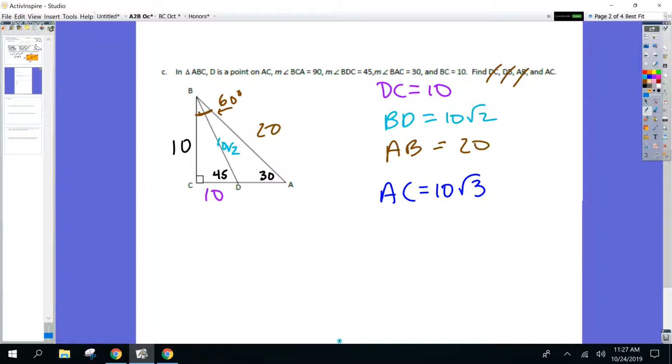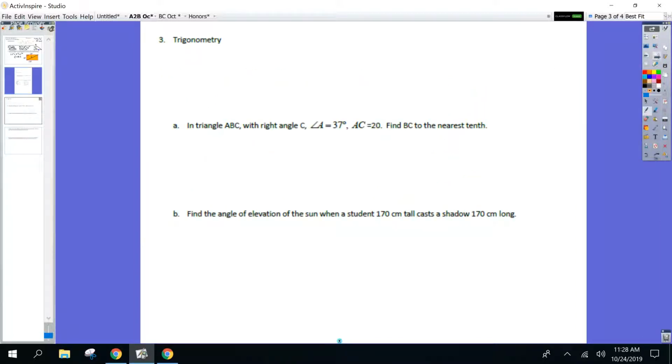Questions? I know that's tough. I get it. Questions from you guys, though, before we get into the last third of this class. I'm not going to say anything. Just go ahead and set up triangle ABC. C is the right angle.